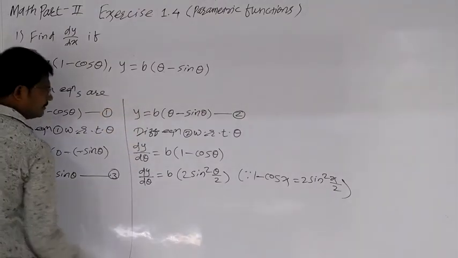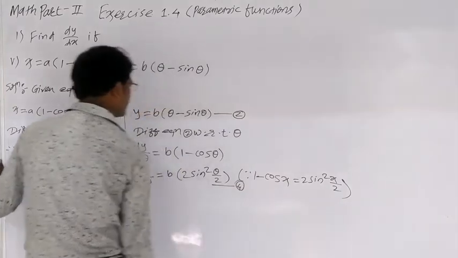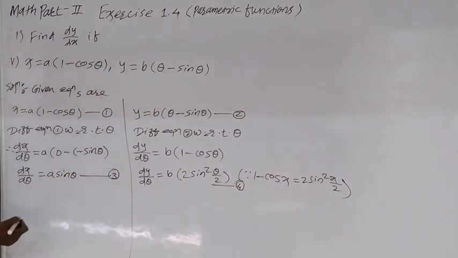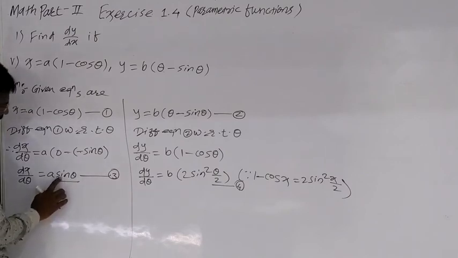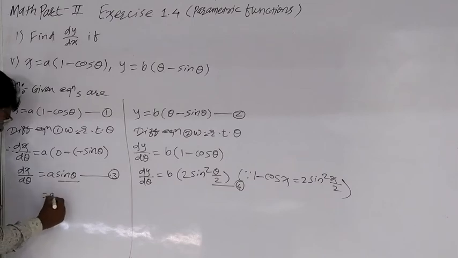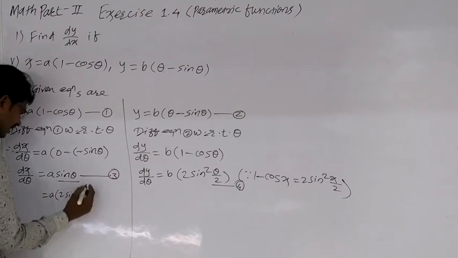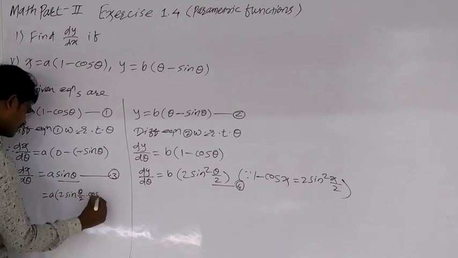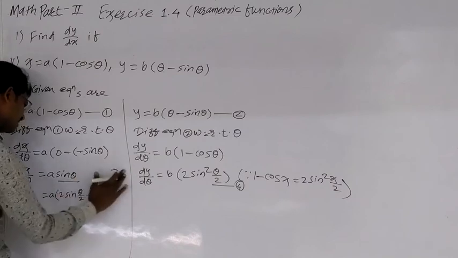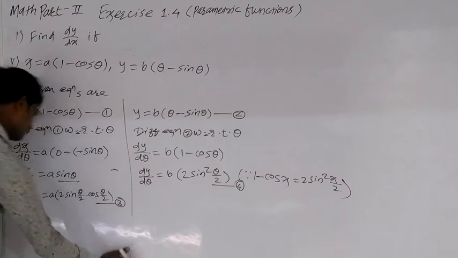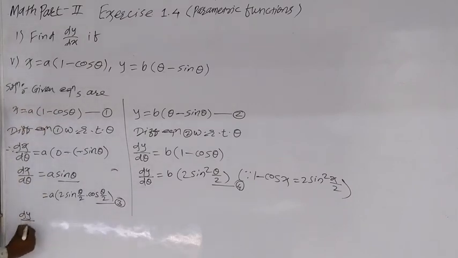Now this is equation number 4. We have to find dy by dx. Here we can also use the formula for sin theta, a into 2 sin theta by 2 into cos theta by 2. Now this is equation number third. Now we have to find dy by dx. We can write the formula dy upon d theta upon dx upon d theta.